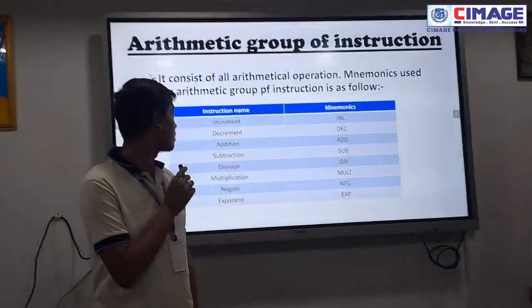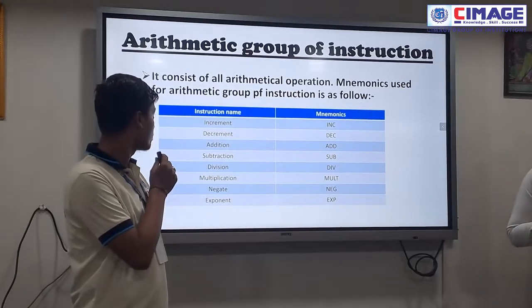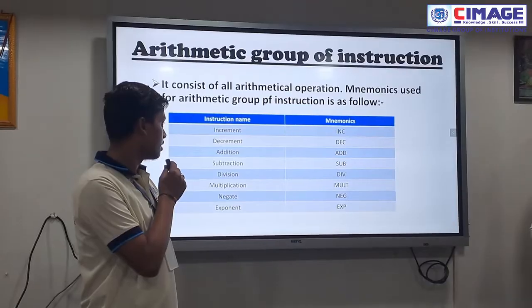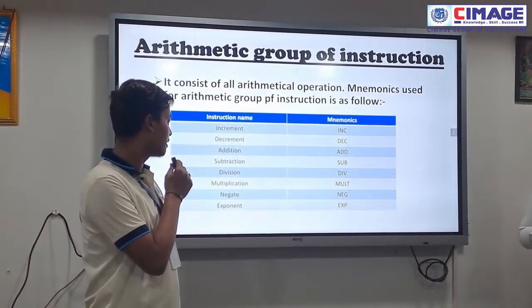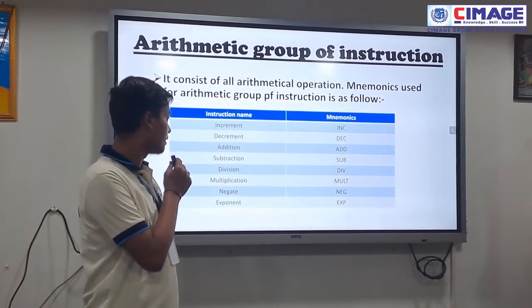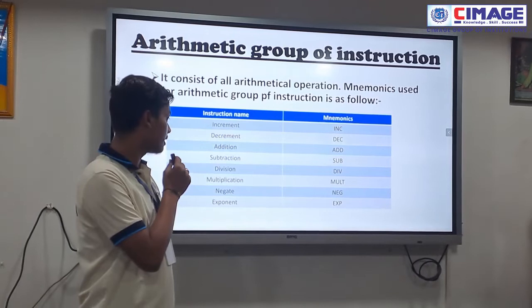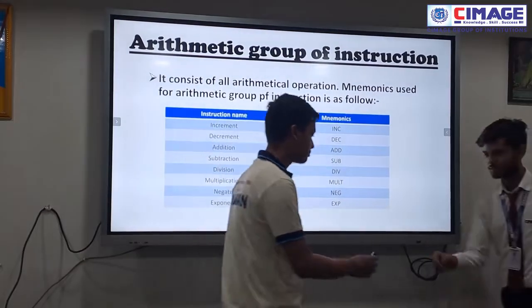Arithmetic group of instructions. It consists of all arithmetic operations. Mnemonics used for the arithmetic group of instructions are as follows: increment INC, decrement DEC, addition ADD, subtraction SUB, division DIV, multiplication MULT, negate NEG, exponent EXP. So my friend will take the next topic.